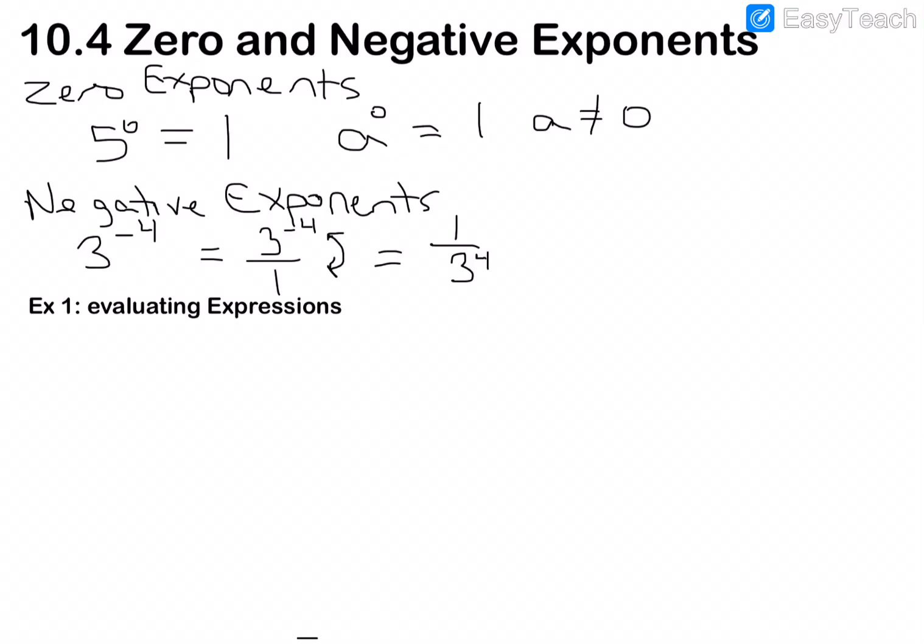Okay, so this is going to take some practice because I know you're probably thinking to yourself, what the heck just happened? Anytime you see a number with a negative exponent, just know that you are going to flip it and make that exponent positive. It's the same exponent, but you're going to keep it positive. Okay, so let's do some examples.